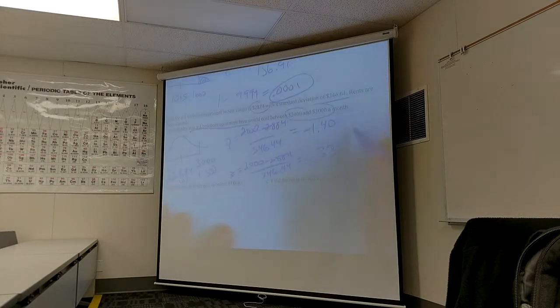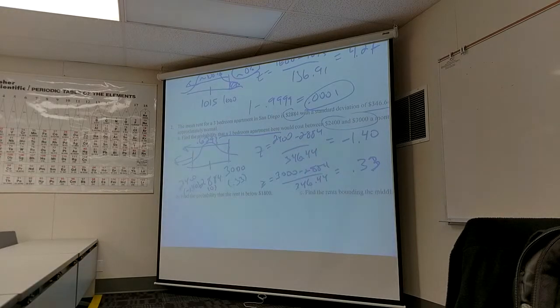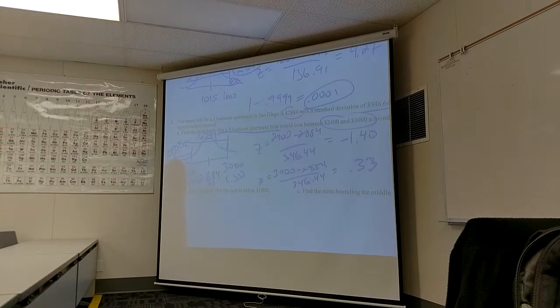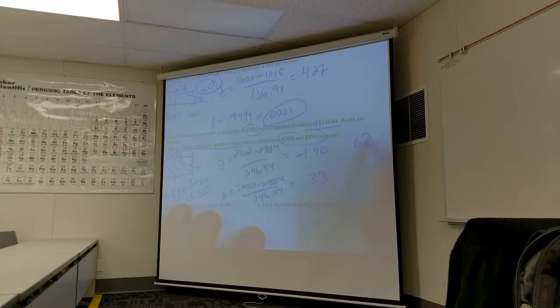And then if you look up those areas, so the area below 0.33, what do you guys get? 0.6293? And the area below negative 1.4? 0.0808. And then if you subtract those two, you get the area in the middle. Please let that make complete physical sense. What do you guys get when you subtract those two?